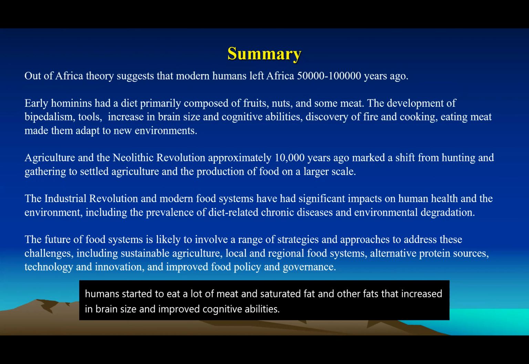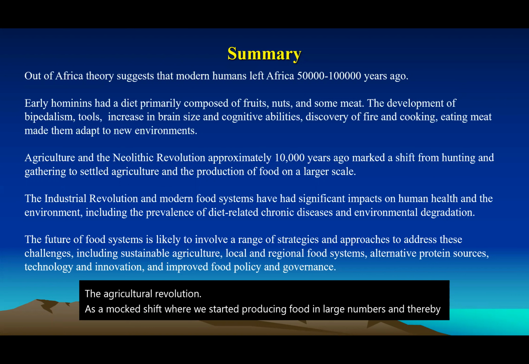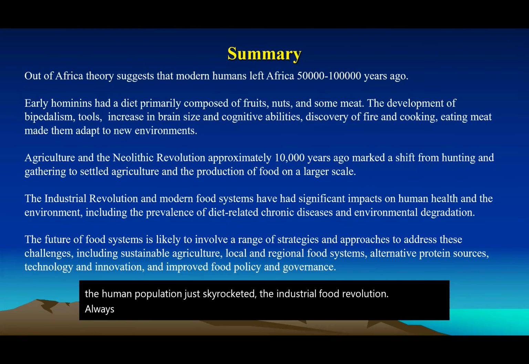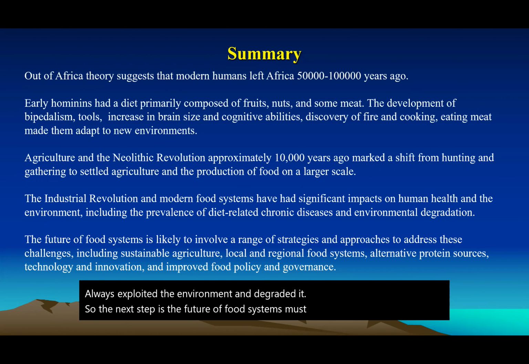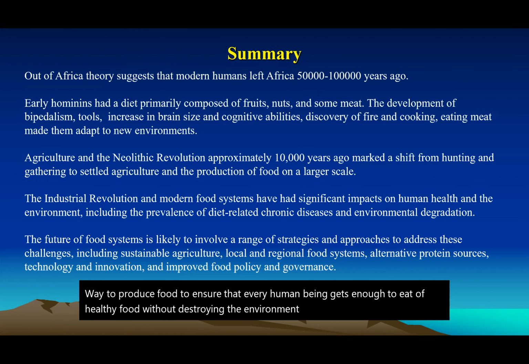The agricultural revolution was a marked shift where we started producing food in large numbers and thereby the human population just skyrocketed. The industrial food revolution overexploited the environment and degraded it. So the next step is that the future of food systems must revert back to a sustainable way to produce food to ensure that every human being gets enough healthy food to eat without destroying the environment or human health.